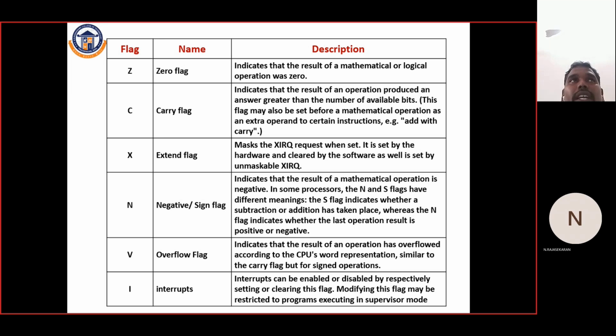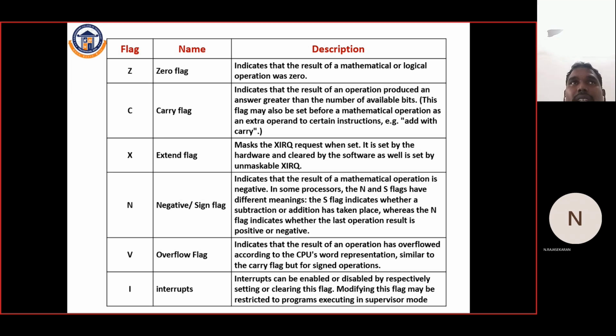And then the sign flag or negative flag. It indicates that the result of a mathematical operation is negative. In some processors, the N and S flags have different meanings. The S flag indicates whether a subtraction or addition has taken place, whereas the N flag indicates whether the last operation result is positive or negative. So the sign indication is given in this flag, whether the result is a positive sign or a negative sign.